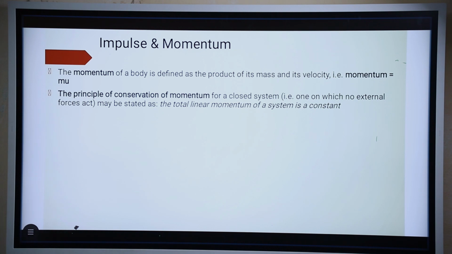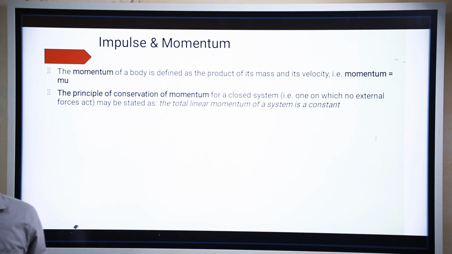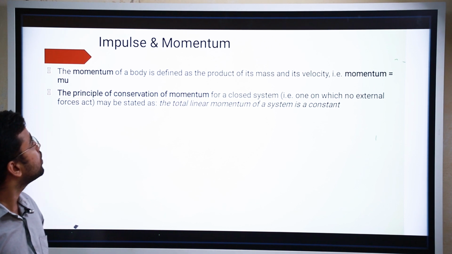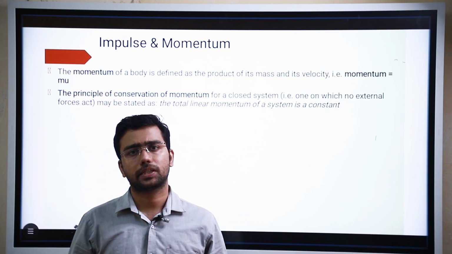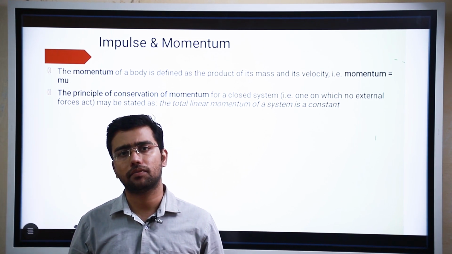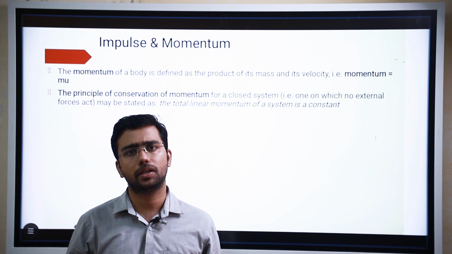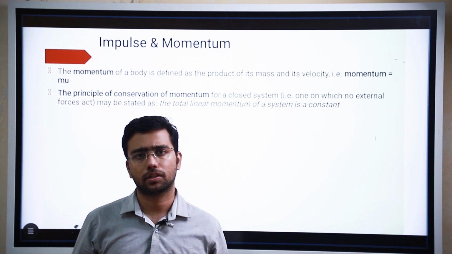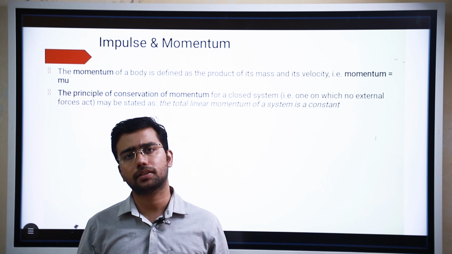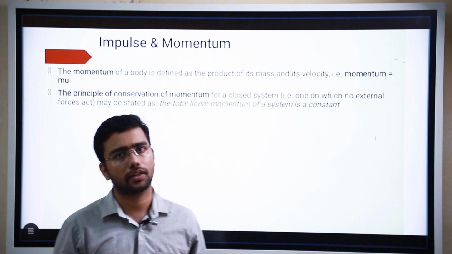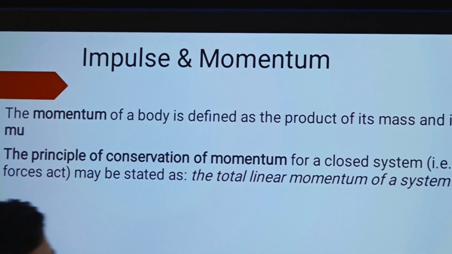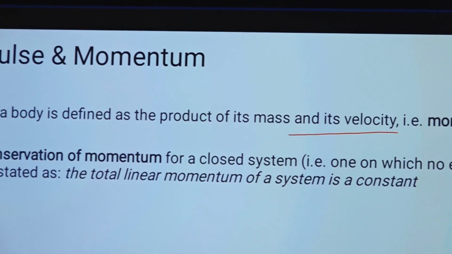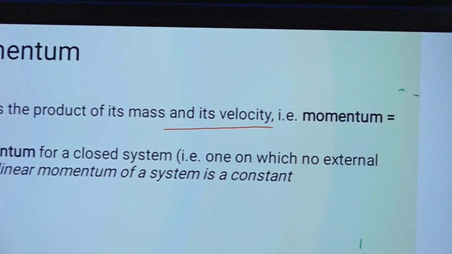Okay, so next is our topic, impulse and momentum. Now let us start another topic, impulse and momentum. So first we need to understand what momentum is. Momentum is nothing but, if a body is moving with velocity v and having mass m, then the multiplication of m and v is called momentum. So momentum of a body is equal to mass into velocity of that body, right? The momentum of a body is defined as the product of its mass and its velocity, i.e. momentum is equal to m into v, right?